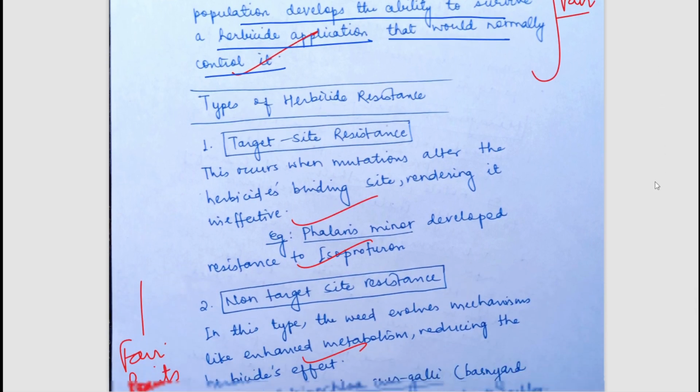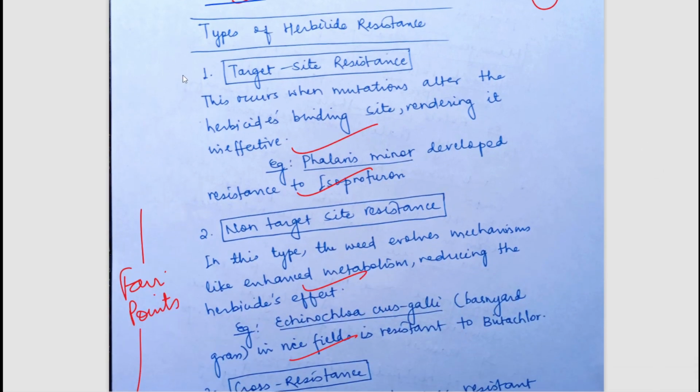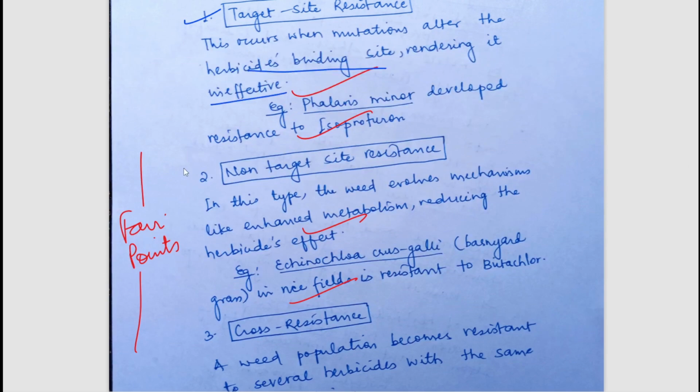Now we will see the types of herbicide resistance. The first type is target site resistance. It occurs when mutations alter the herbicide's binding site, rendering it ineffective. I will be just discussing the important points. If you want to read the answers, you can simply pause the video and read each and every line and each and every word of the answers. Now the second one is non-target site resistance. In this, the weed evolves mechanisms like enhanced metabolism, reducing the herbicide's effect. So due to the enhanced metabolism of weeds or other things which reduce the herbicide effect, it develops herbicide resistance.